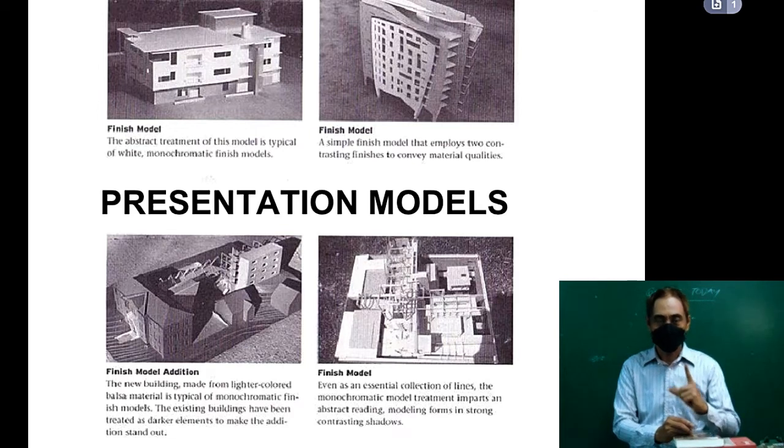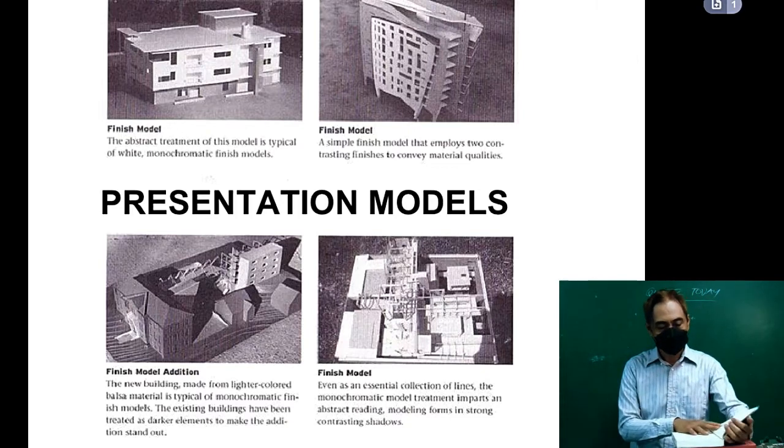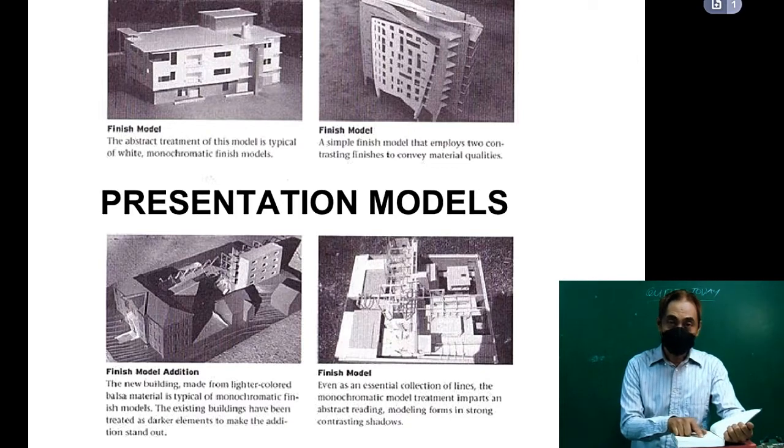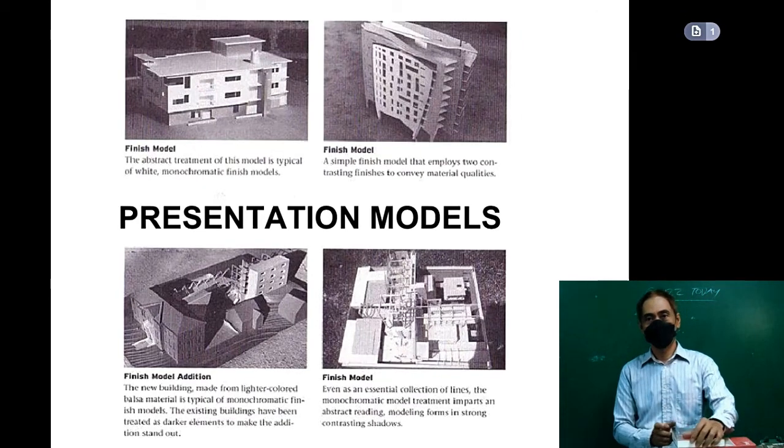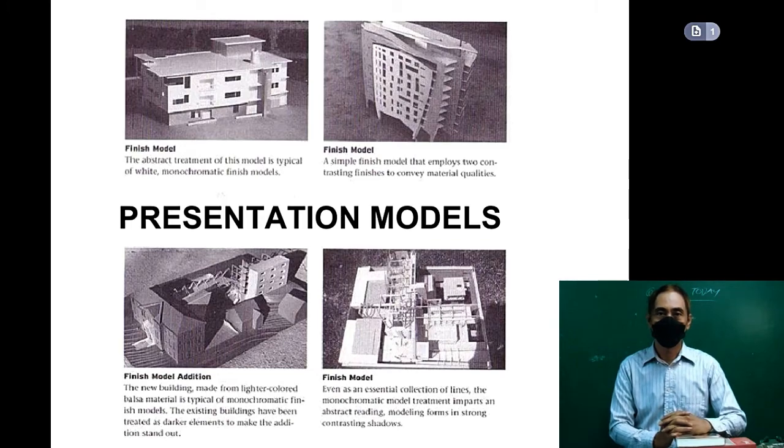Number 3, the new building made from lighter colored balsa material is typically monochromatic. Number 4 picture, even as an essential collection of lines, the monochromatic model treatment imparts an abstract reading, modeling from strong contrasting shadows.